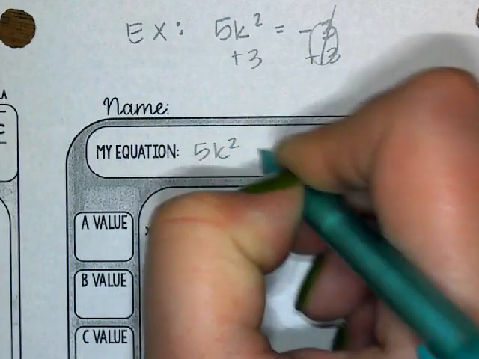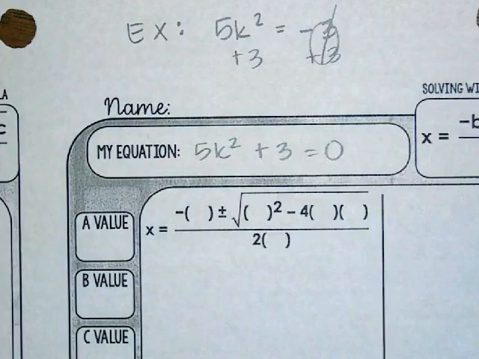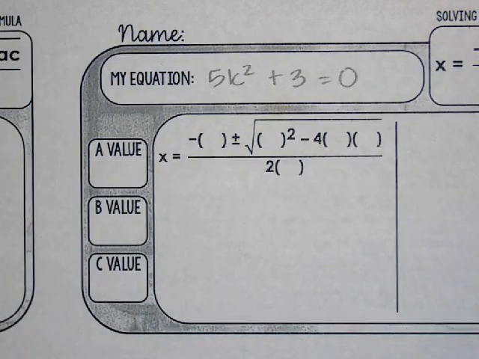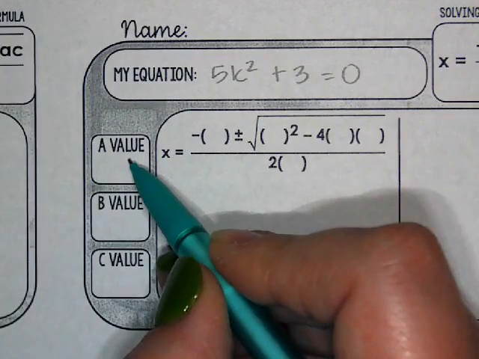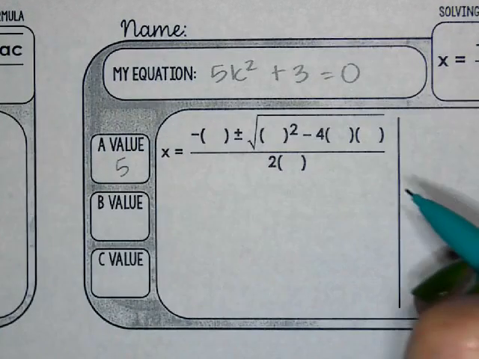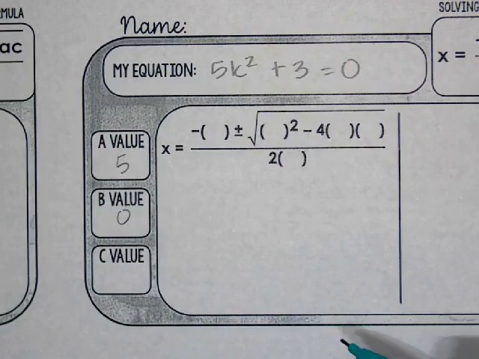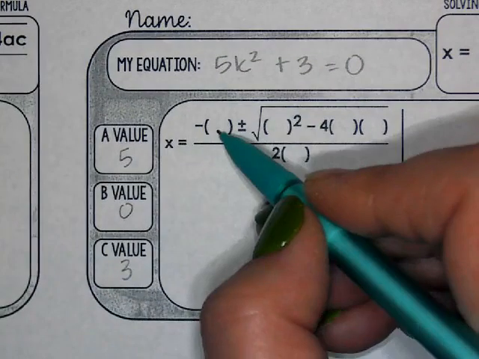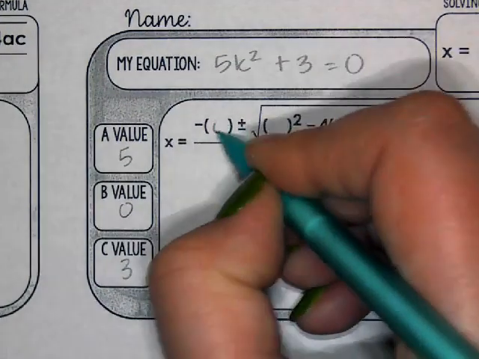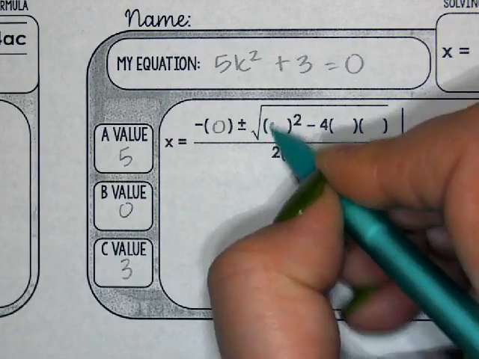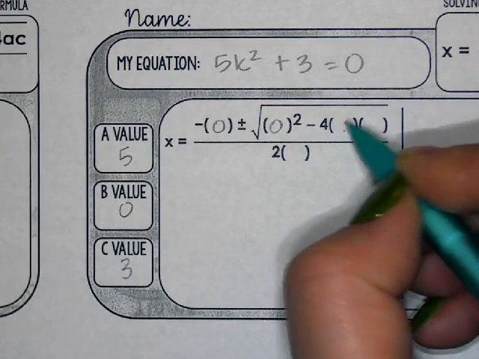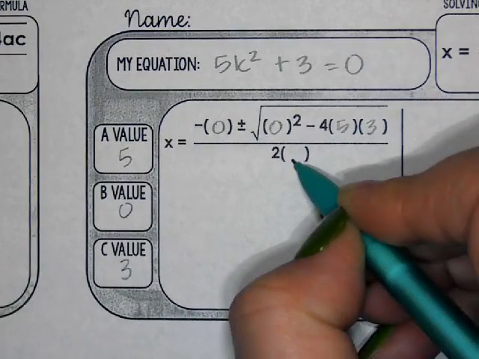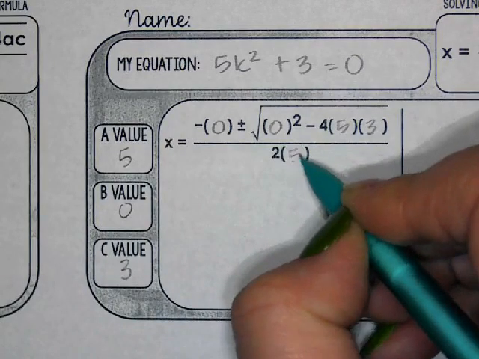Okay, so something's missing, right? The b value. The b value is missing. So for the a value, what is it? 5. The b value is 0. The c value is 3. Okay, so if we start plugging these numbers in, what do we get here? 0. What do we get here? 0. Okay, what do we get here? 5 and 3 and 5. Okay, so I'll get this set up.